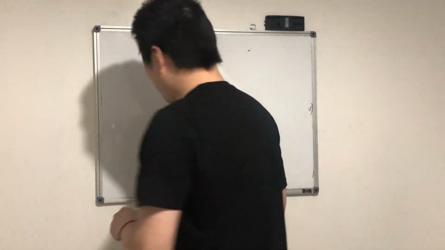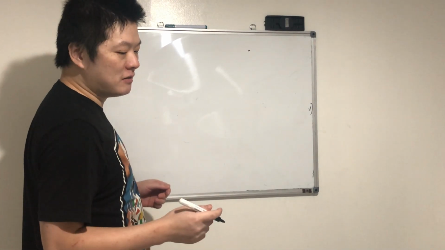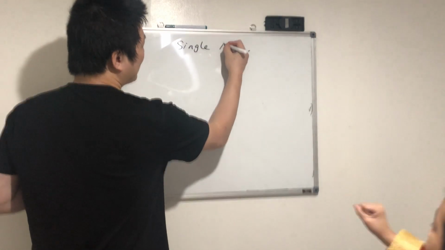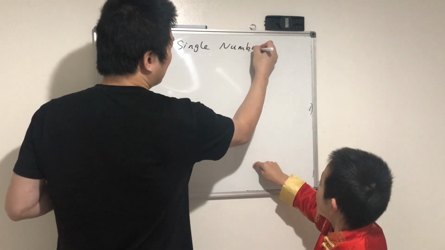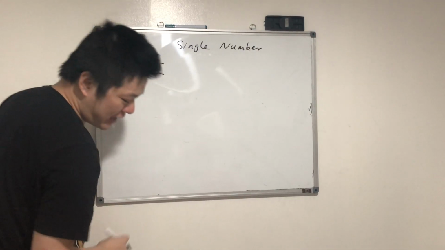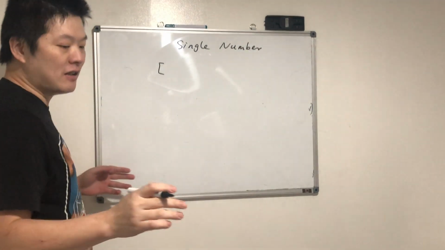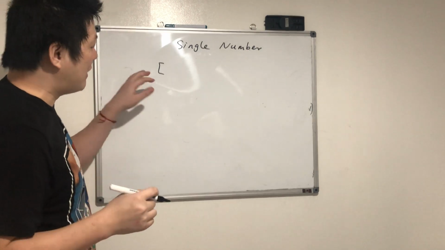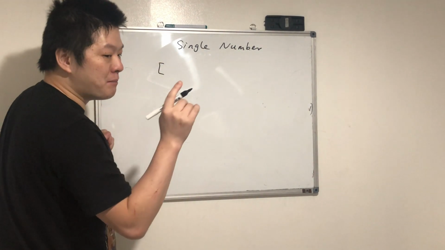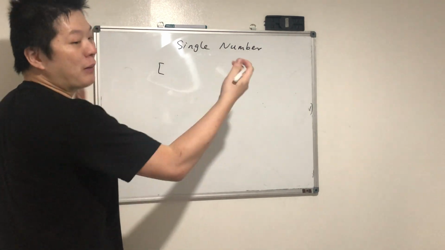Good? Friday. So today we talk about single number. It's just one number. That means that if I have an array, okay, a list. Listen to me. I have an array, some numbers, a list of numbers, okay?